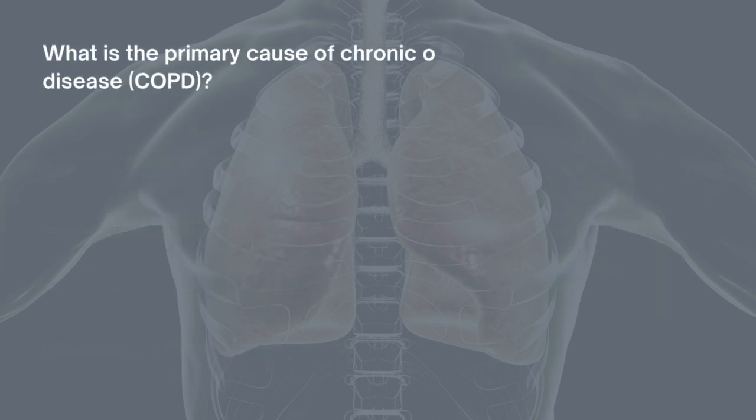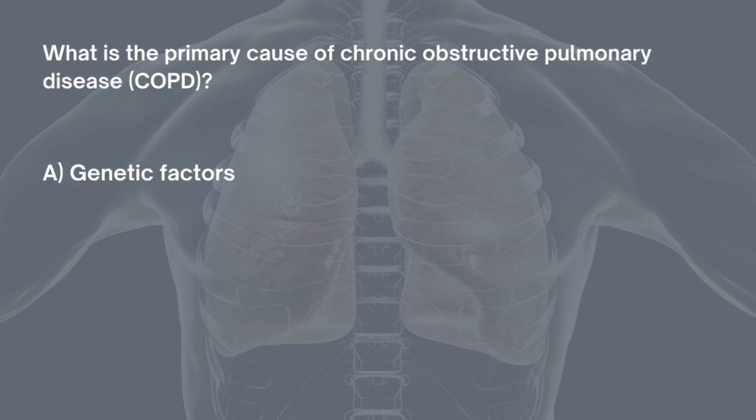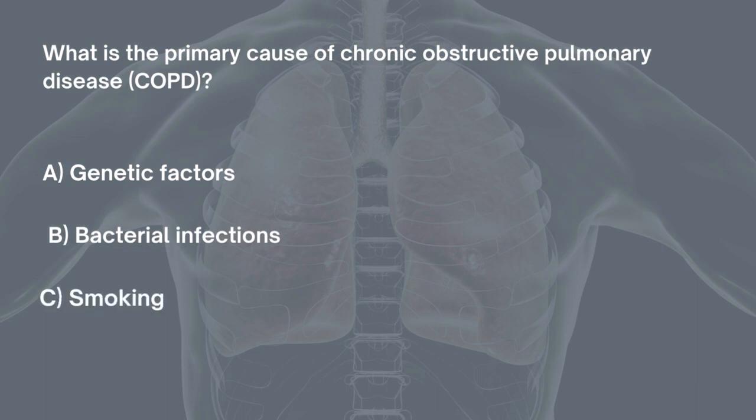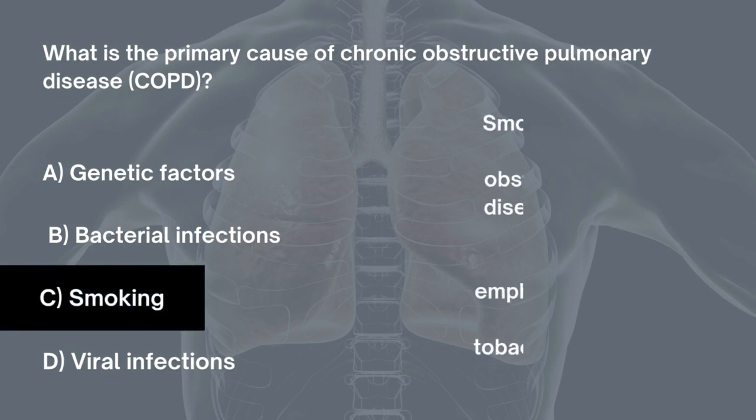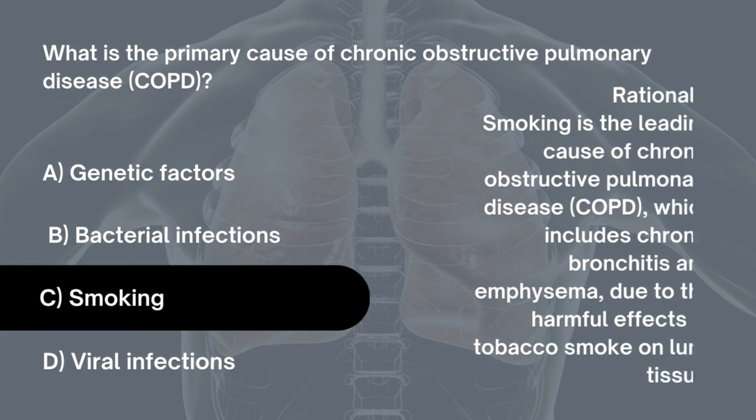What is the primary cause of chronic obstructive pulmonary disease, COPD? A. Genetic factors. B. Bacterial infections. C. Smoking. D. Viral infections. Rationale. Smoking is the leading cause of chronic obstructive pulmonary disease, COPD, which includes chronic bronchitis and emphysema, due to the harmful effects of tobacco smoke on lung tissue.